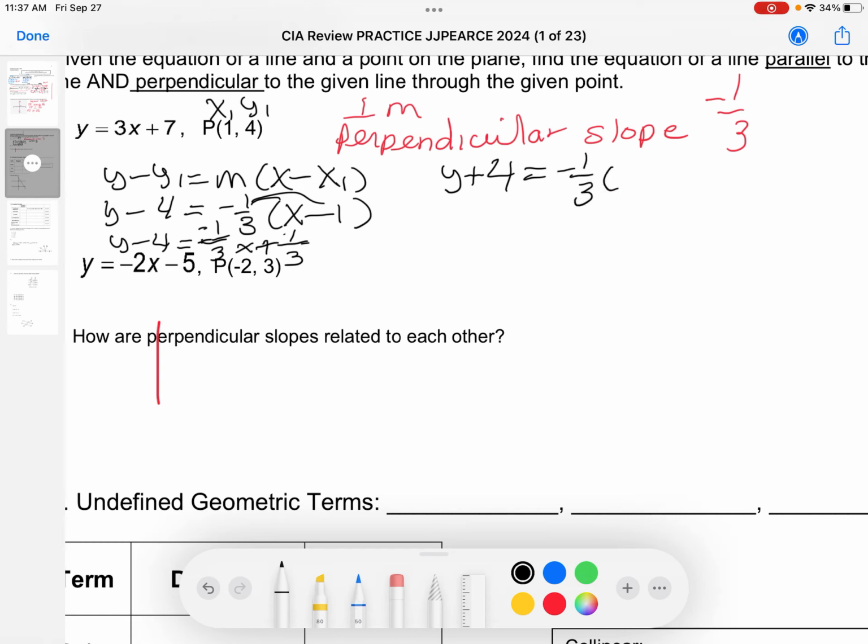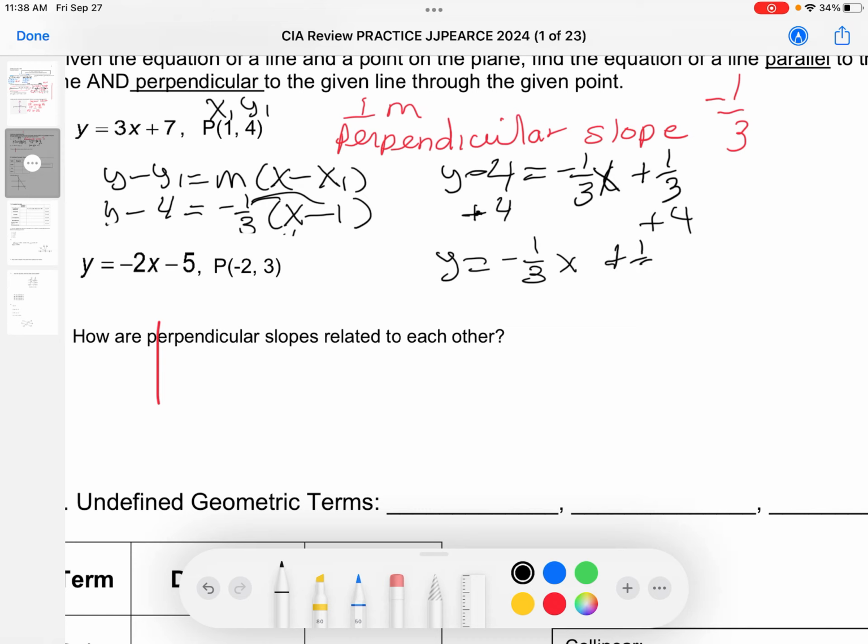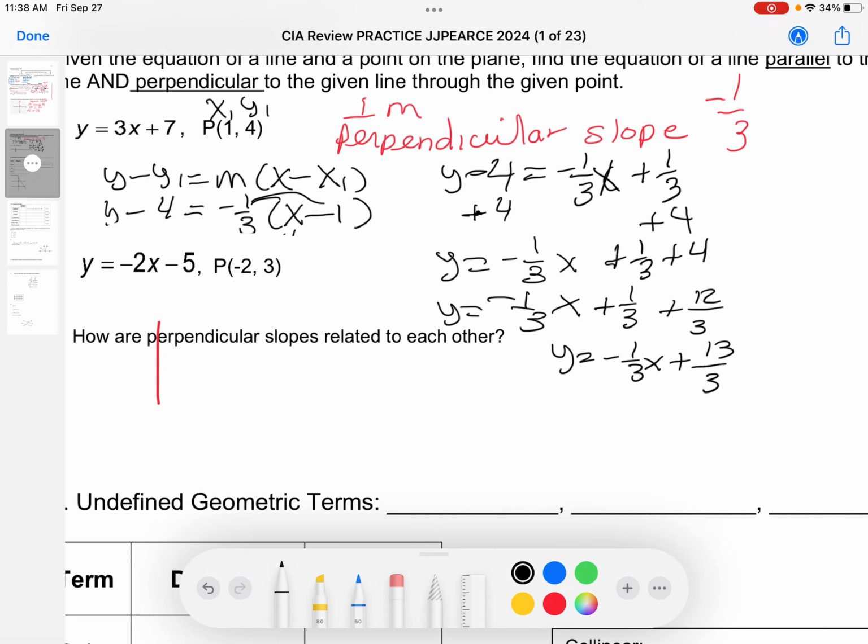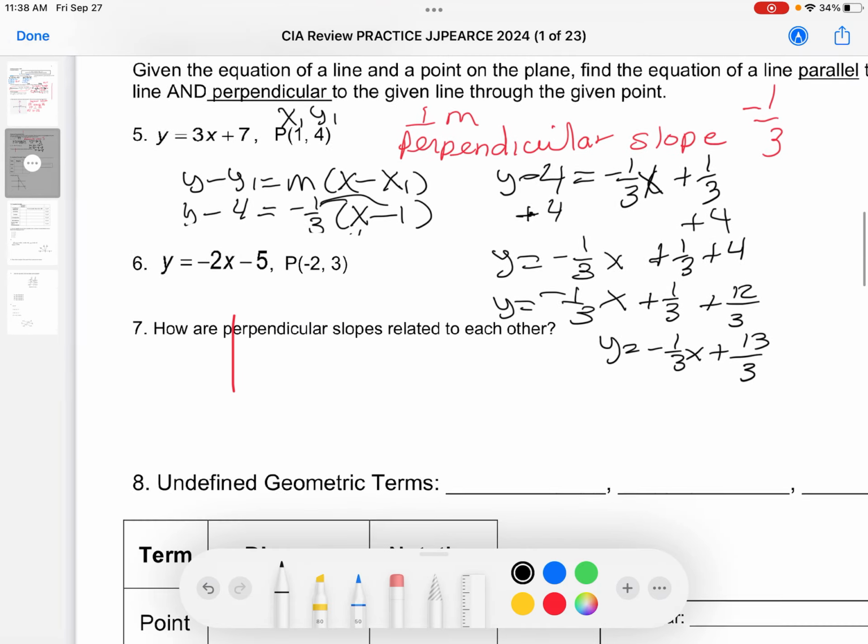Let me rewrite it because it's very smushed in there, and I don't really have good handwriting to begin with, so here we go. Negative 1/3 x plus 1/3. So I'm going to add 4 to both sides. That should be a minus. So add 4. I'm going to find a common denominator. So my solution is negative 1/3 x plus 13/3. So there's that one.